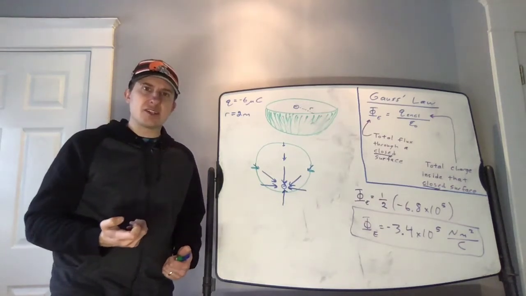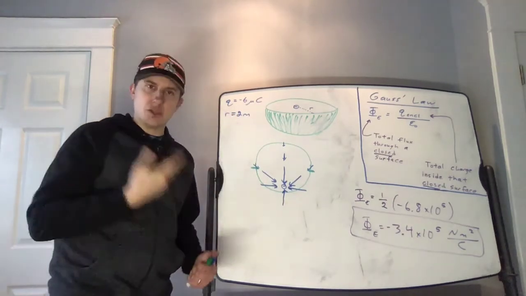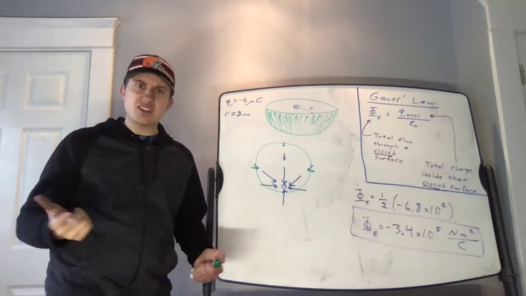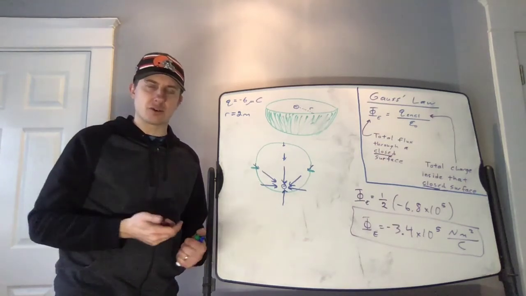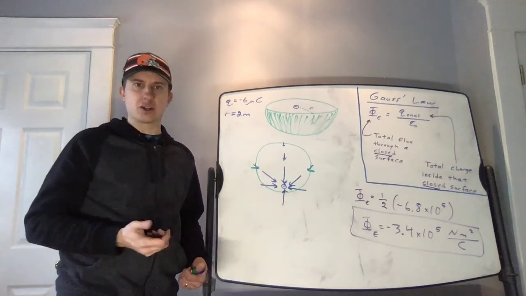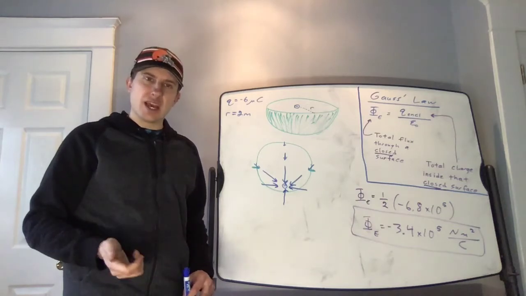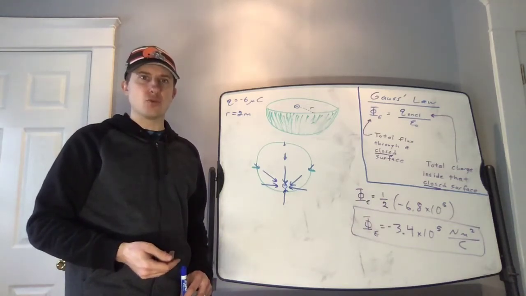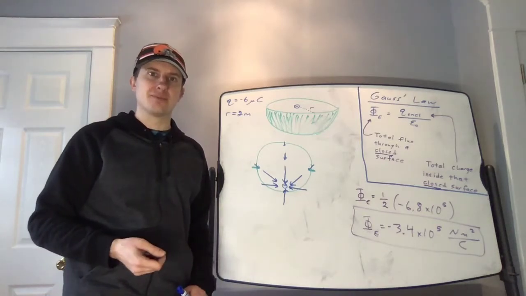The second comment I want to make is notice that we never used the radius of the bowl in this problem. Gauss's law does not care about the size or shape of the surface that you're considering. Gauss's law only requires that you work with a closed Gaussian surface. And in some special cases, when we have a high degree of symmetry in a problem, we could even get around the requirement of a closed surface.